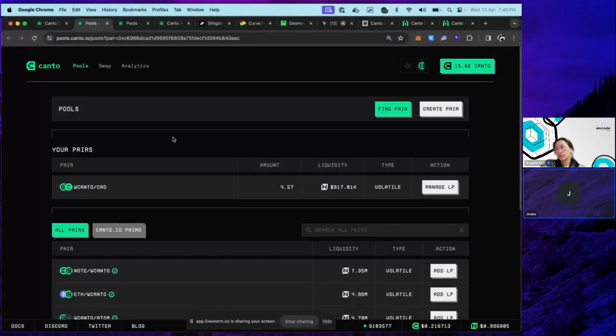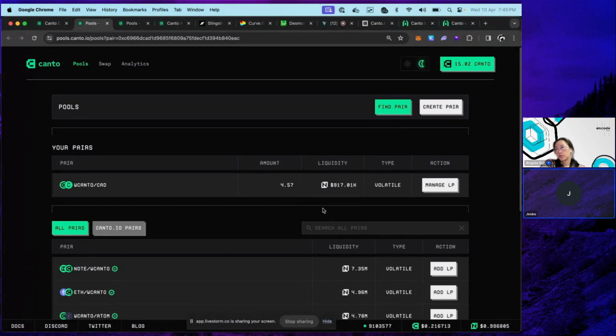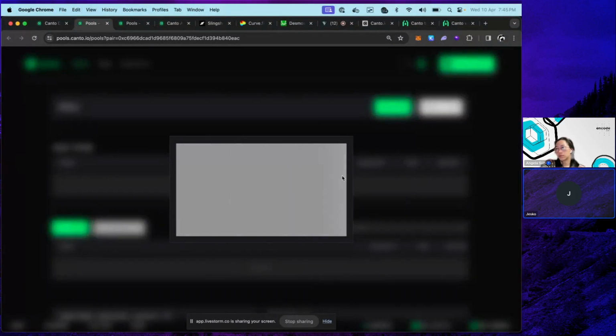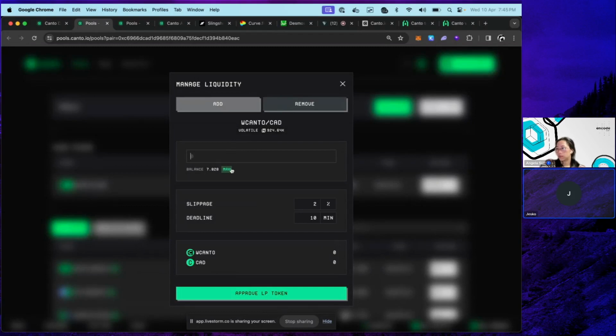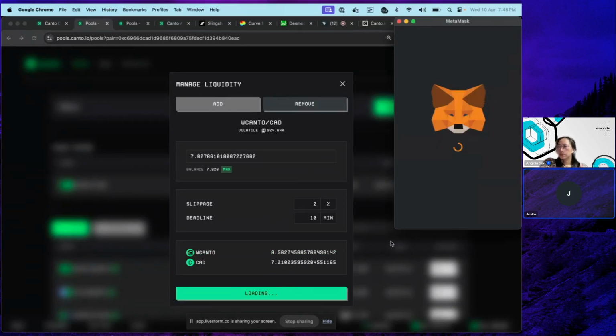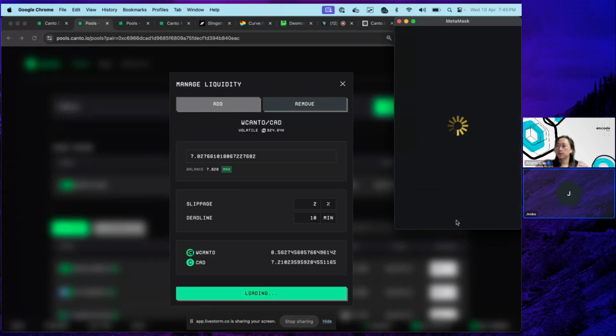On the UI as well, here I can see my position. I have some Cadence Canto liquidity in my wallet, and then I can try to withdraw it. And when I withdraw it, I'll essentially receive whatever Cadence and Canto I put in earlier, right? So this is the main operation of adding and managing liquidity on any of these pools on Canto.io, right?